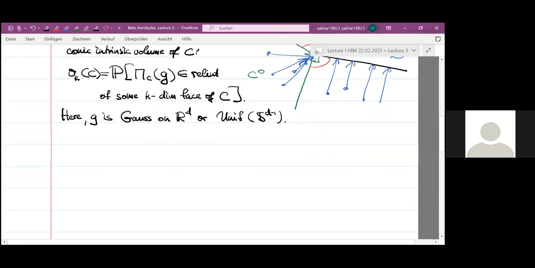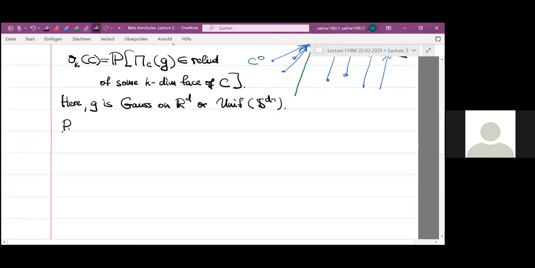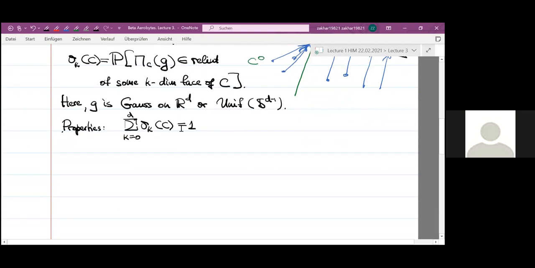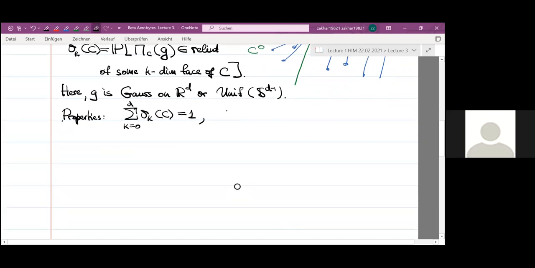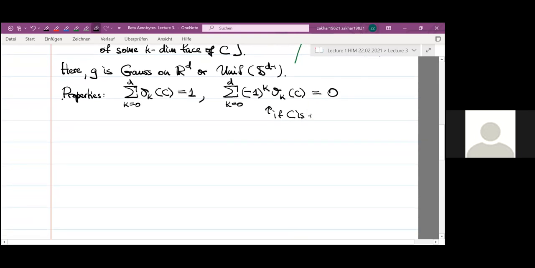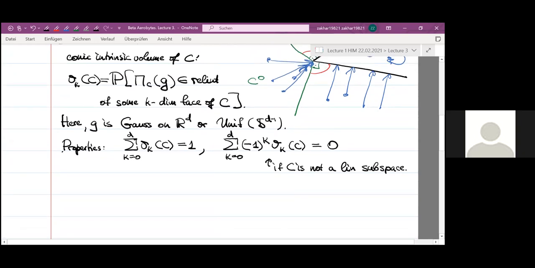Now, some properties of the conic intrinsic volumes. First of all, the sum of these quantities over k from 0 to d is 1. This follows from the definition, because these are probabilities and every vector is projected to some face. So this is 1. But there is a less straightforward property. The sum of all even indexed volumes, as well as the sum of all odd indexed volumes, is 1/2. So let me write it in this way. The alternating sum is 0 over all k. The only exception is when C is a linear subspace, because for linear subspaces, it's trivially not true.